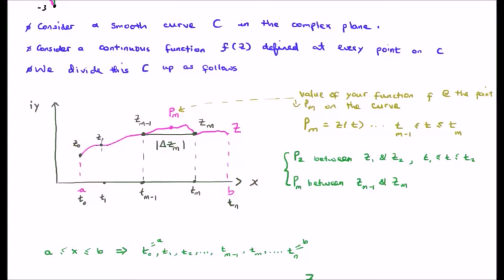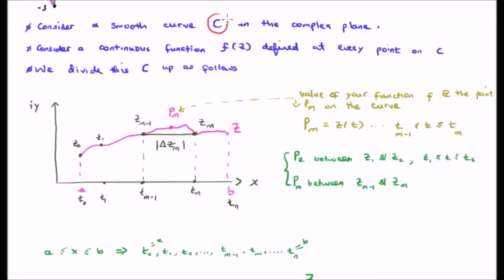So we break up our curve into a series of points, z0, z1, z sub m minus 1, z sub m, and so on. And each of those is in actual fact gotten by looking at the points t sub 0, t sub 1, and the whole way up on the x-axis. Of course, if we were to look at the separation between two points on the curve C, let's take, for example, z sub m minus 1 and z sub m, we would get the magnitude of delta z sub m.